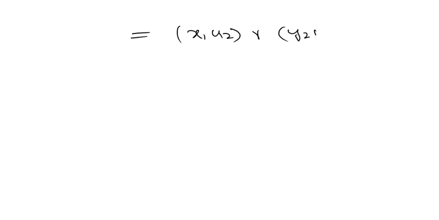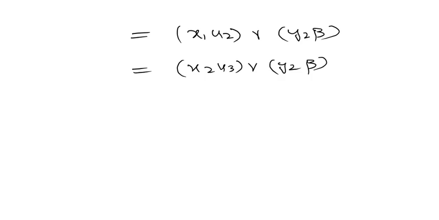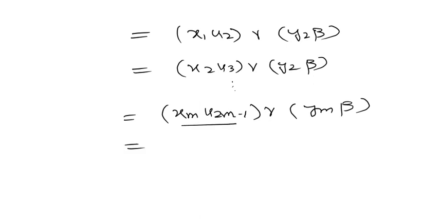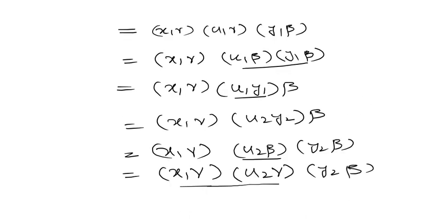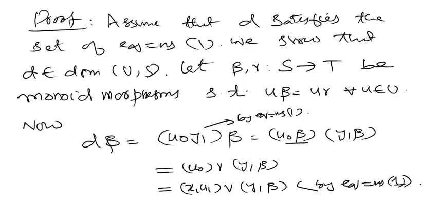You continue this process and you will see xm u2m minus 1 of gamma and ym beta. But xm u2m minus 1 is u2m. So there is some problem. I want d gamma, and finally I should obtain this d gamma. Let's see the set of equations again. So d is equal to u naught y1, and u2m minus 1 ym is u2m.